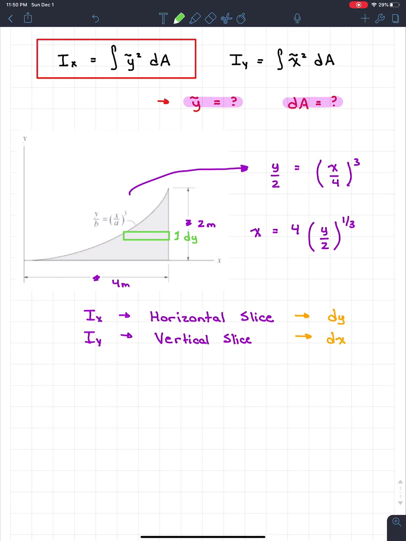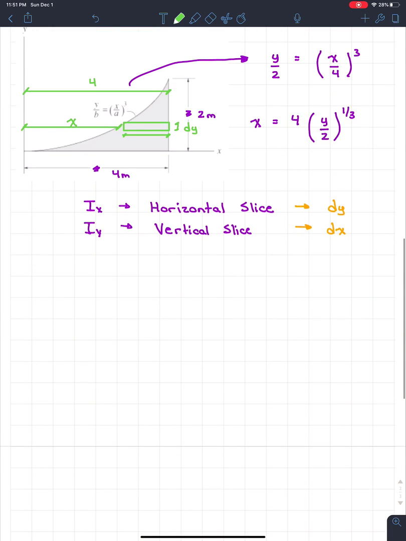Now the question becomes, okay, what is the length of this bar? Well, we know that the distance from the axis to the end right here is 4 meters. So this is going to be 4. And then we know the distance from here to the slice, well, that's just going to be x. So therefore, this length right here is just going to be 4 minus x. So not too bad. And from there we can go dA.